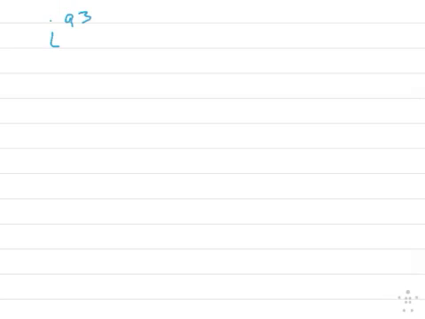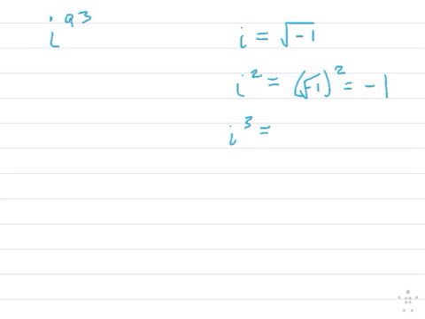Talk about imaginary numbers. Remember what i is, it's just the square root of -1. It's an imaginary unit. So if I took i squared, that would be the square root of -1 squared, which would just become -1. If I had i cubed, that's i squared times i, and what's i squared equal to? -1, so that's just -i.